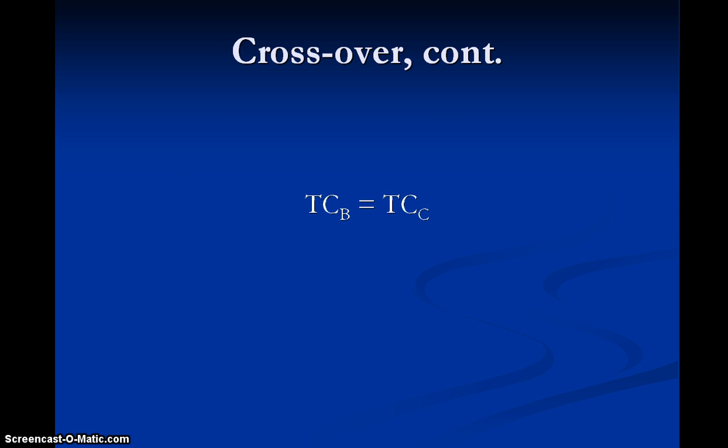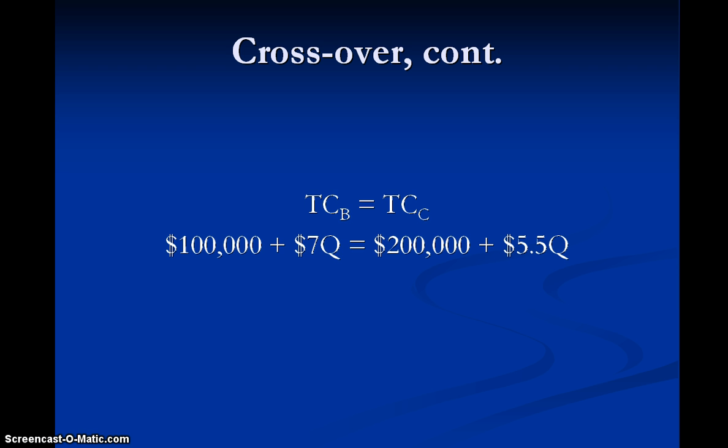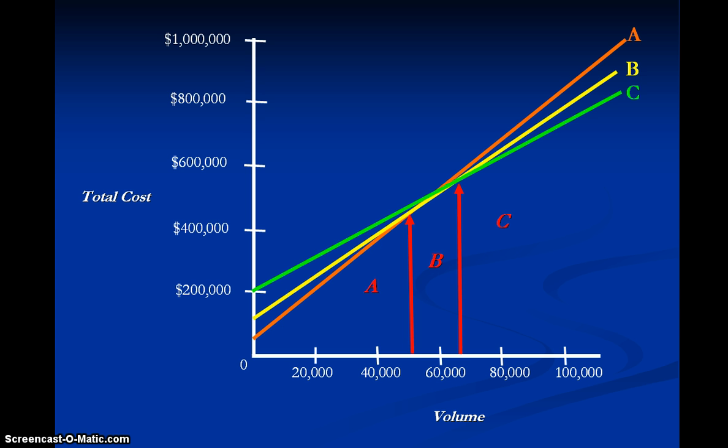We need to do this for the total cost of line B and the total cost of line C because they intersected on that frontier. So substituting in the equations, moving all of the Q's to the left side, all of the numbers to the right, we would get Q equals 66,667. So let's go back to our graph.